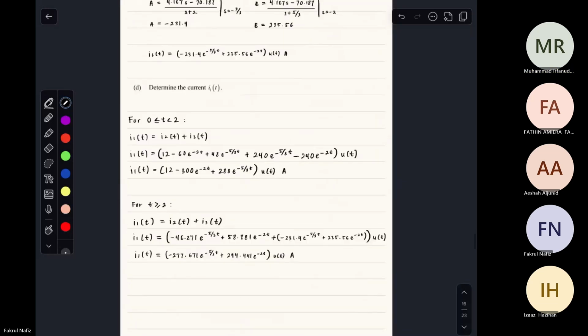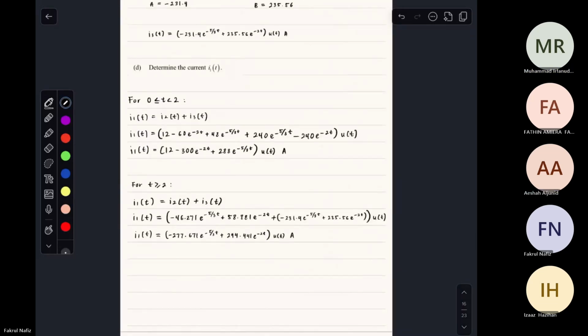Next. Lastly, for part D, we are asked to find the current I1. Now we have to consider that we have two conditions, but basically I1 equals to I2 plus I3. For the first condition, which is t greater than or equal to 0 and less than 2, we have to take the values of I2 and I3 from the same condition. As we saw earlier, you can find the I2 and I3 values in this particular condition in part C. Now, adding up I2 and I3, you're going to get I1 equals to 12 minus 300 exponential of negative 2t plus 288 exponential of negative 5t over 3 multiplied by the unit step function in amperes.